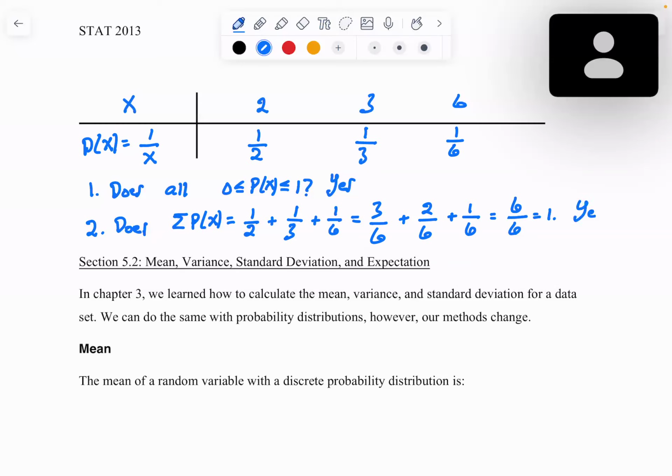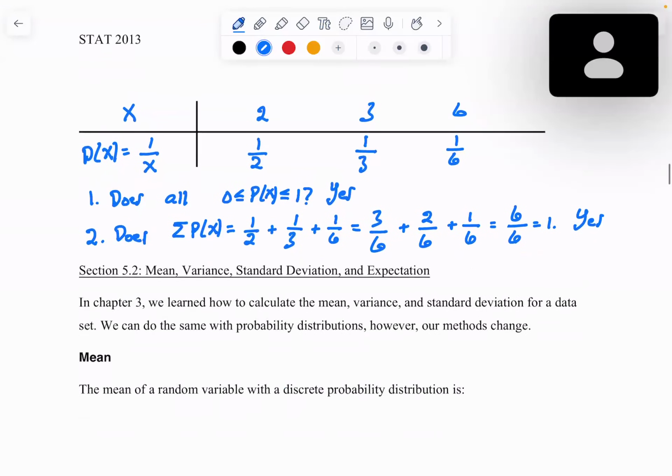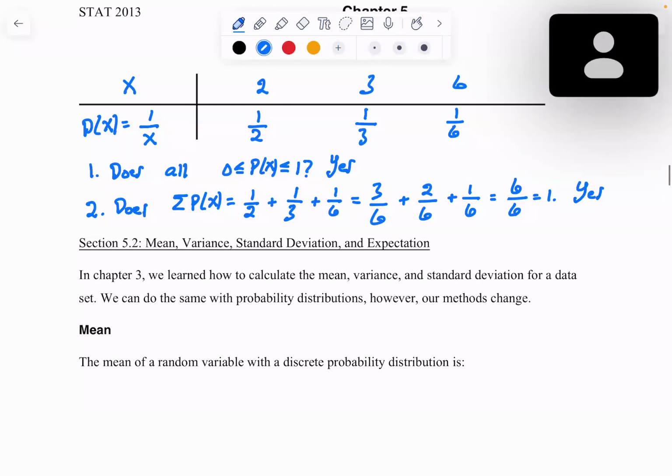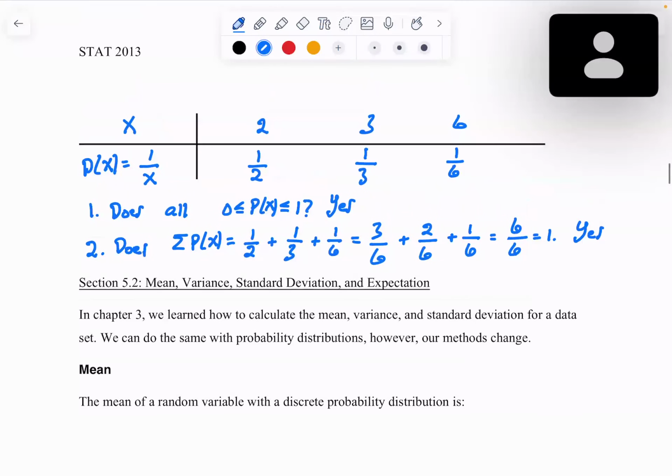So yes, the sum of the probabilities does indeed equal 1. So yes, we do have a proper probability distribution. All we had to do there was check that those two conditions were satisfied for this distribution of probabilities here.